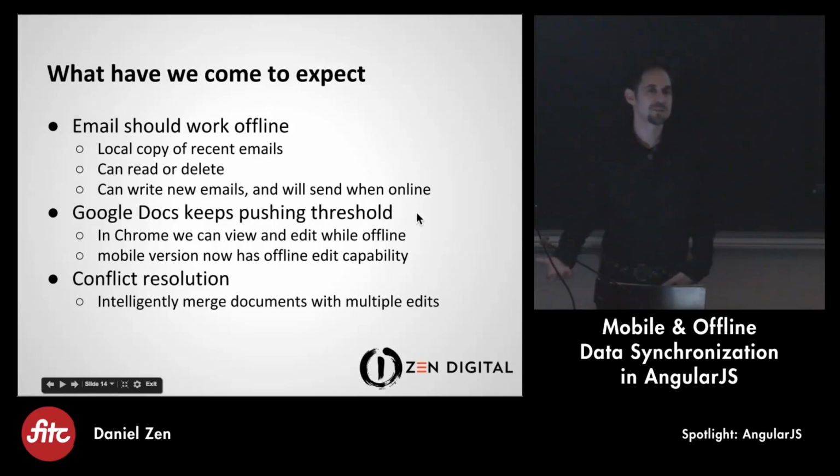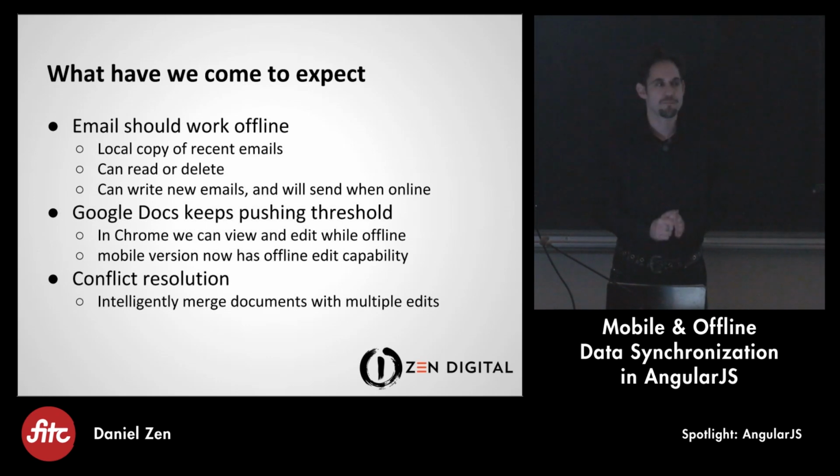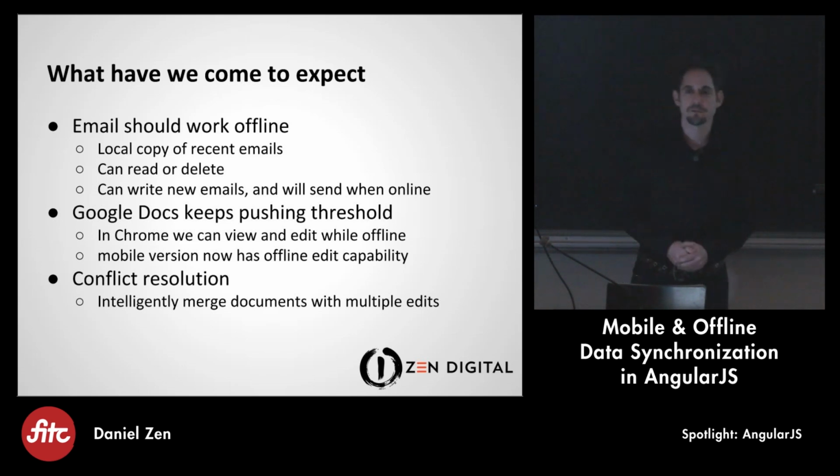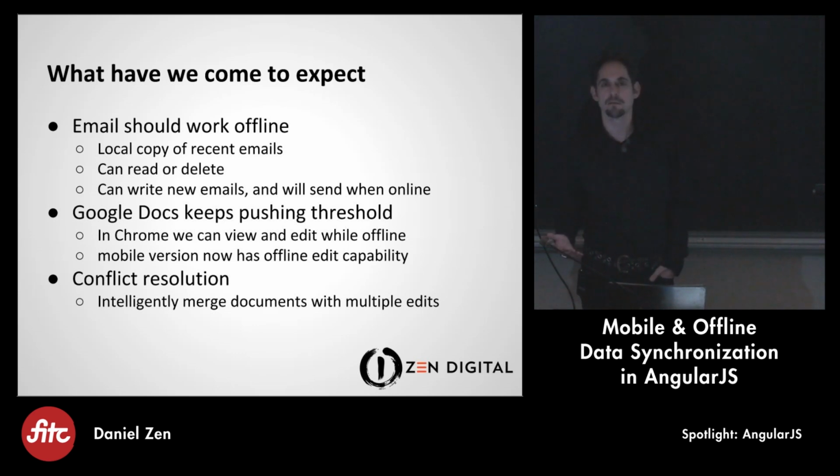So what have we come to expect in our mobile applications or in our offline applications? I think email is the classic example. Everybody here has a cell phone and has email, and if you're on the subway or if you're on an airplane, you can still read some of your emails. There's a local copy of recent emails. You could delete an email. Of course, it's not actually going to be deleted on the server because you're not connected to the server, you're offline. You could write a new email, and as soon as you go online, that email will get sent.